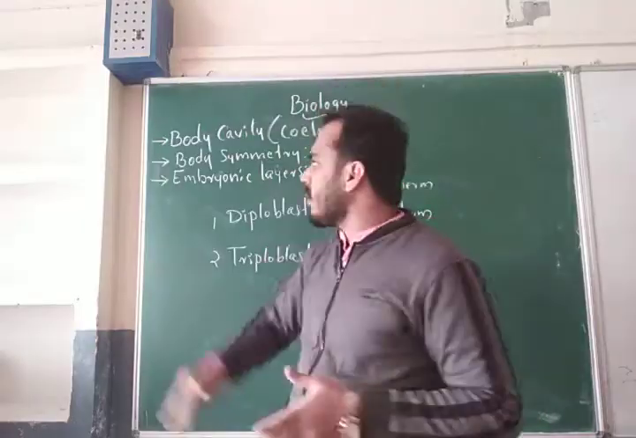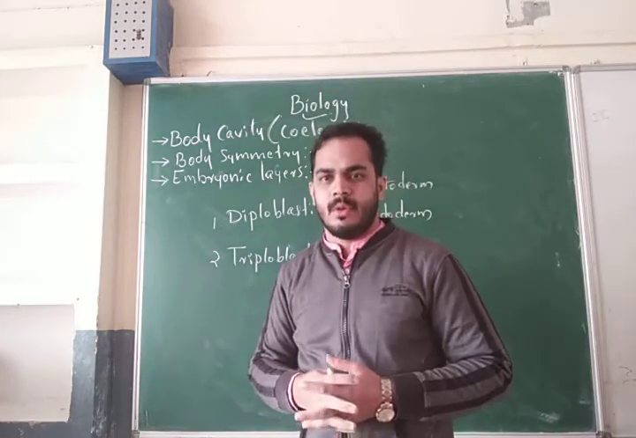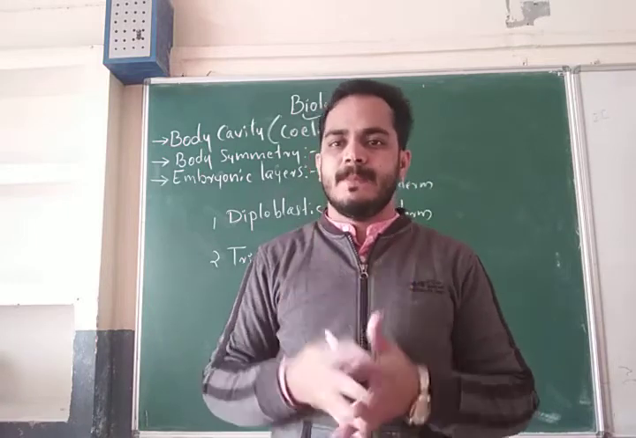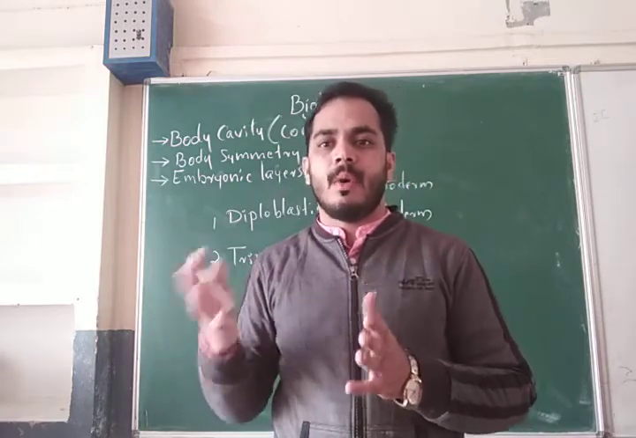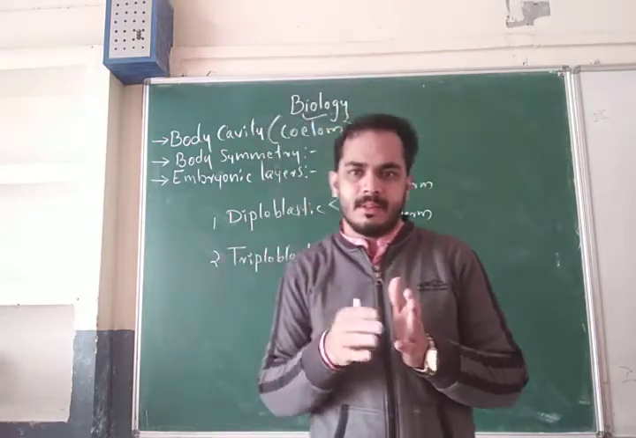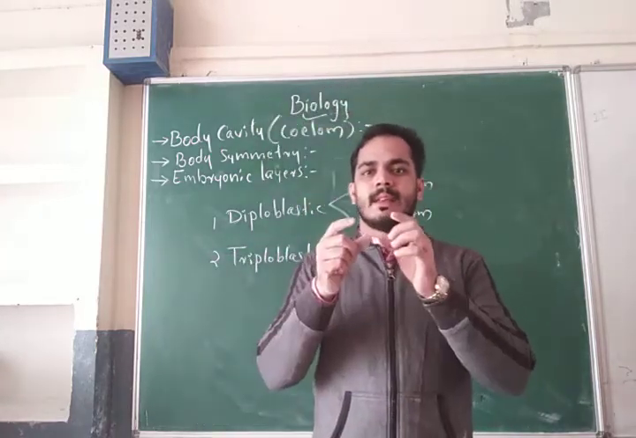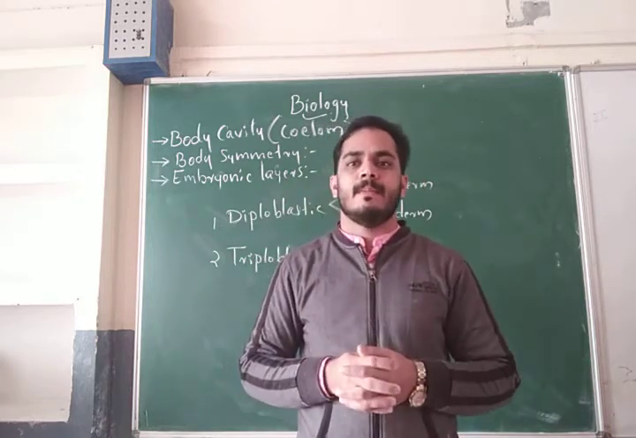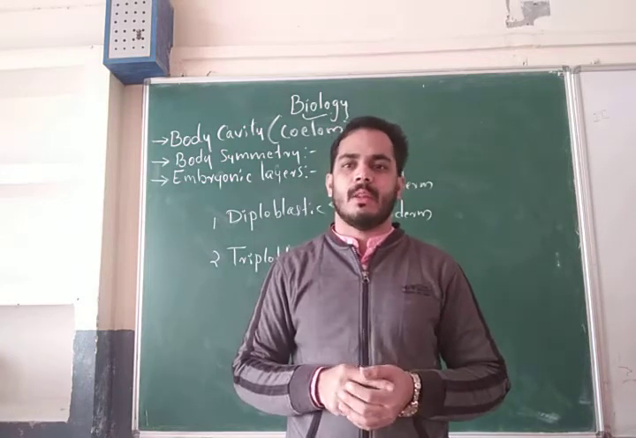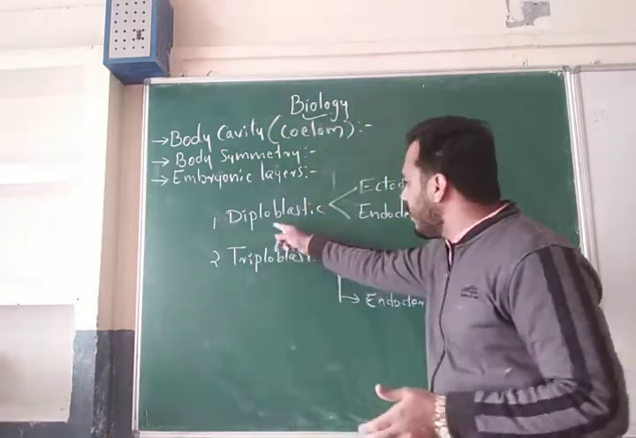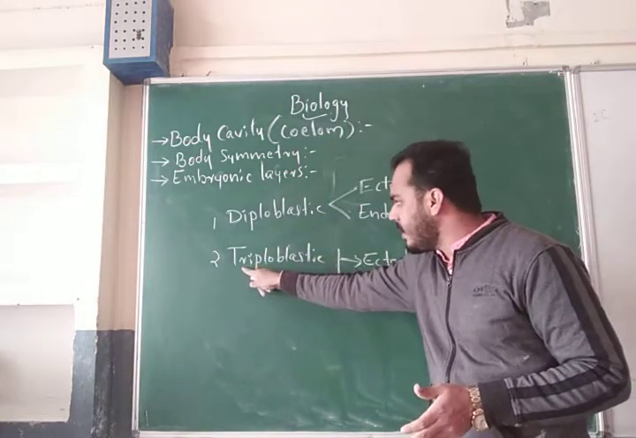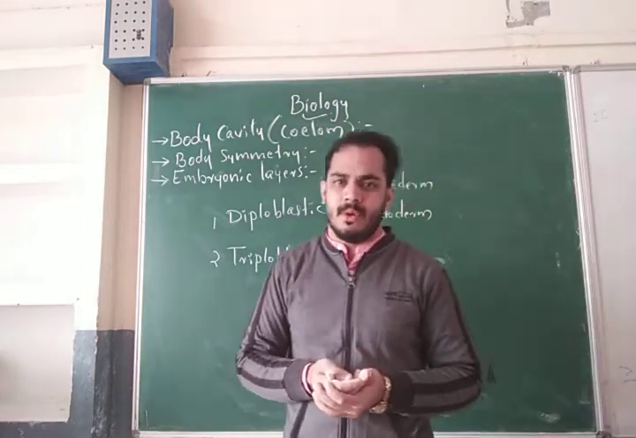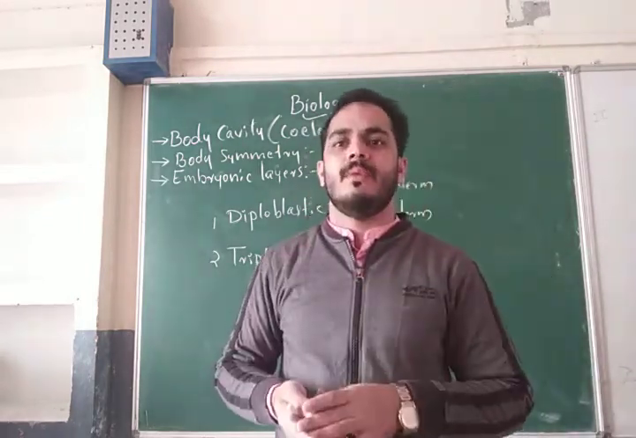And the next one, embryonic layers. Embryonic layers means the layers of the germ cells which organisms have. Some organisms have different cells, and these cells have different layers also. According to these layers, the organisms are classified into two main categories. The first one, diploblastic, and the second one, triploblastic. What is meant by diploblastic organisms? What is the nature of diploblastic?